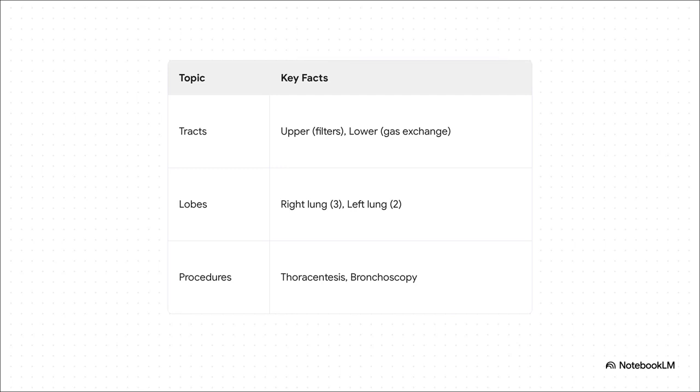To tie all of this complex anatomy together into a nice little bow, here's a quick visual summary cheat sheet. It maps out the upper and lower tracts, the lobe counts, and those crucial procedural terms we covered. You really want to lock these locations into your memory to dodge those common exam pitfalls. Having this clear mental map in your head is exactly what separates a novice coder who is just endlessly struggling with the index from an expert who knows exactly where to look based purely on anatomical intuition.